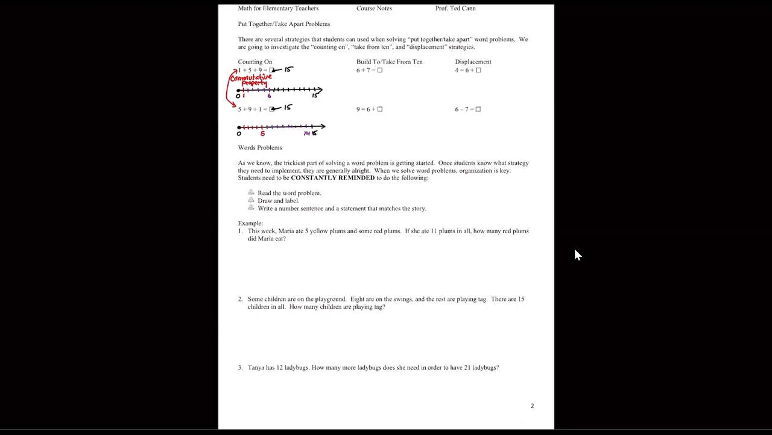Now, another technique would be to build to or take from 10. The way we handle that, we tackled this a little bit, I think in the first class, maybe the second class. What we do is we think of 6 and 7 as a collection of items. So 6 seashells and 7 more seashells. What we do, I'll do it numerically and I'll also do it using a diagram.